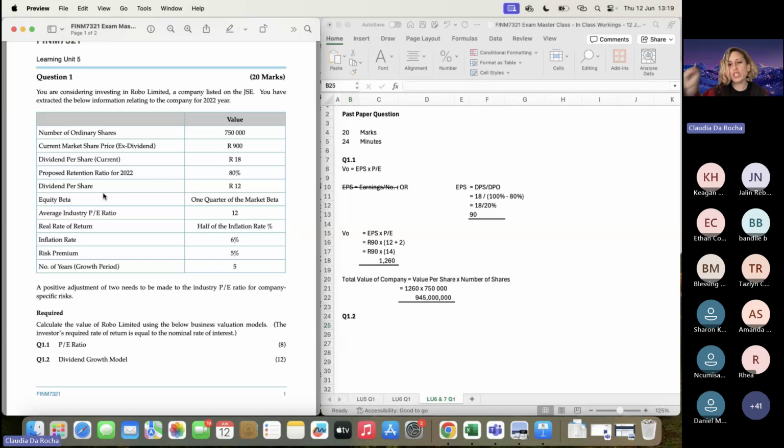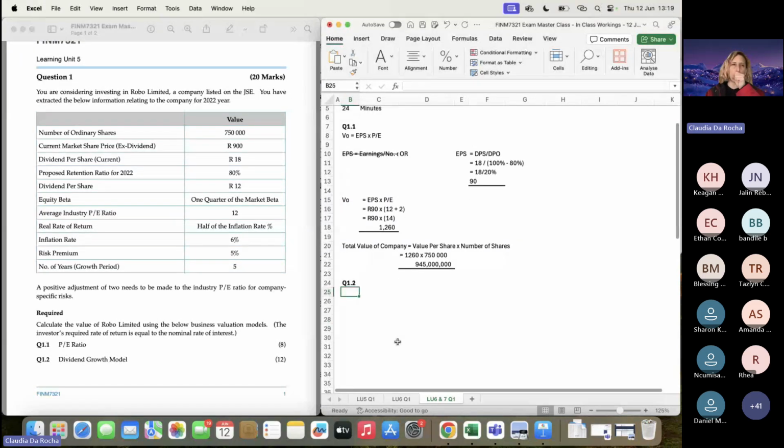So that's what makes it tricky in the exam. Not so much answering the question, but identifying what it is they want you to do. Because here, it doesn't say to you which model. It just said dividend growth. It doesn't say if it's constant or variable. You've got to decide.